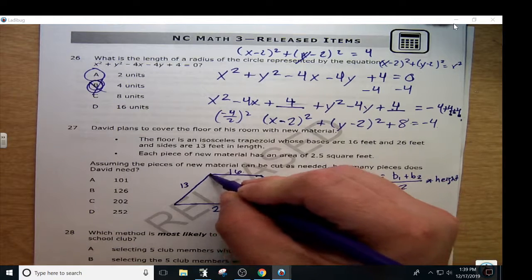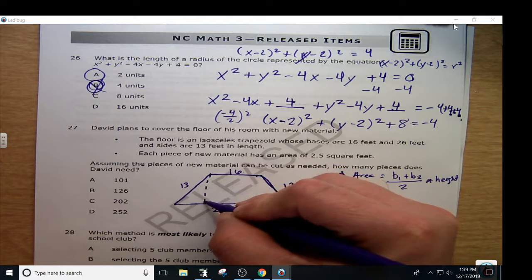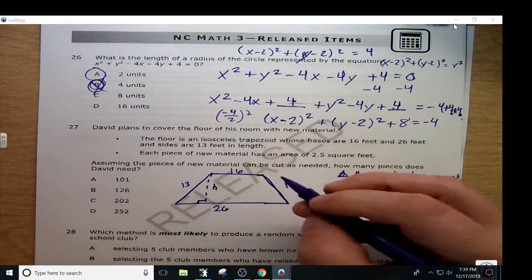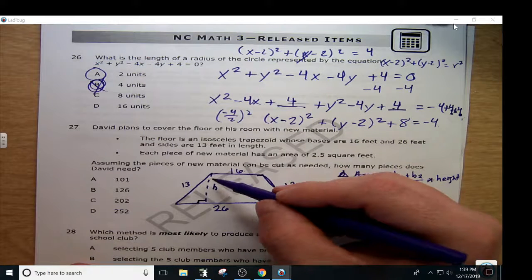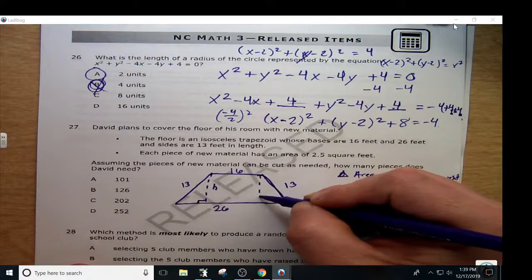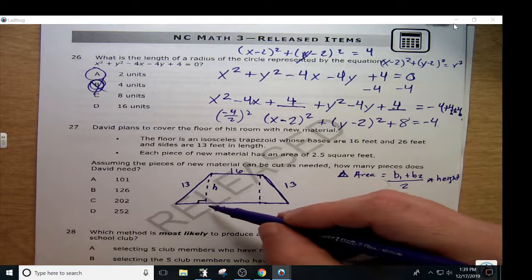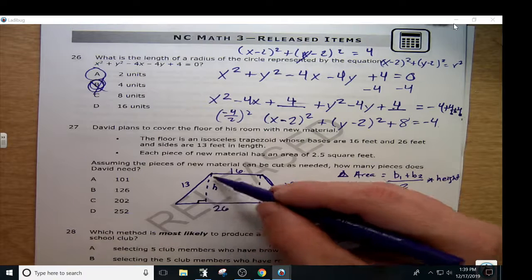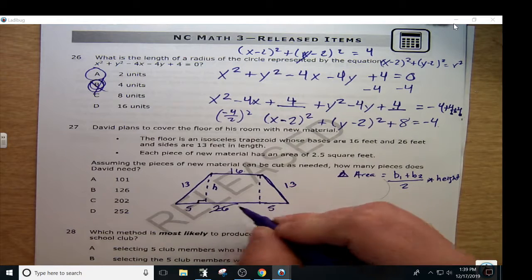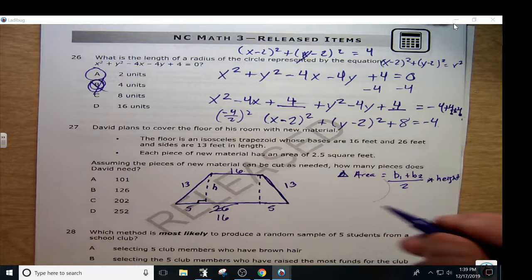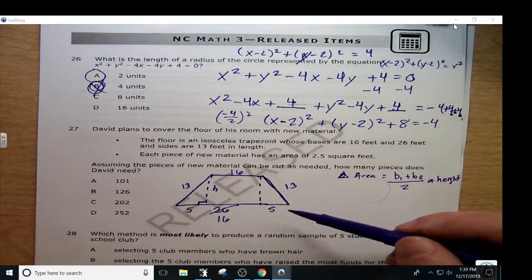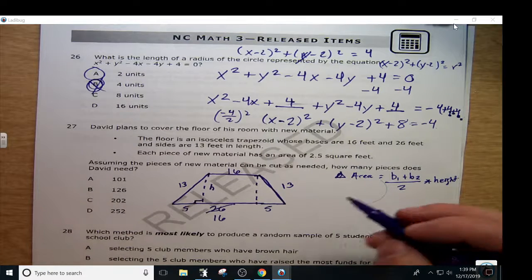The height is actually here. If I drop a dotted line, drop an altitude there, that is the height. That's h. Now, if you think about it, if you drop a height here, and that's 16, this is 5, this is 5, and that becomes 16. Okay, 16 plus 5 is 21, plus 5 is 26. Still the same length, but now we have to do that in order to get the height.